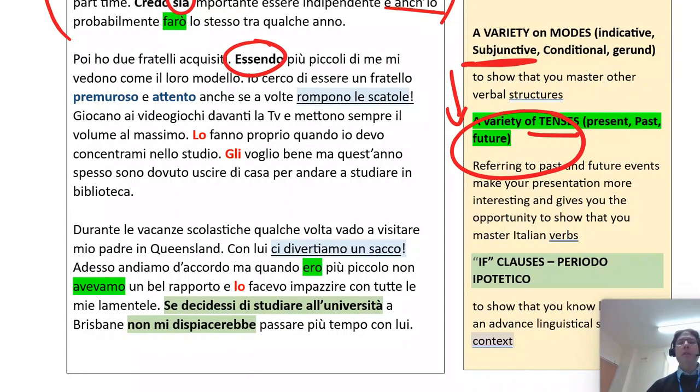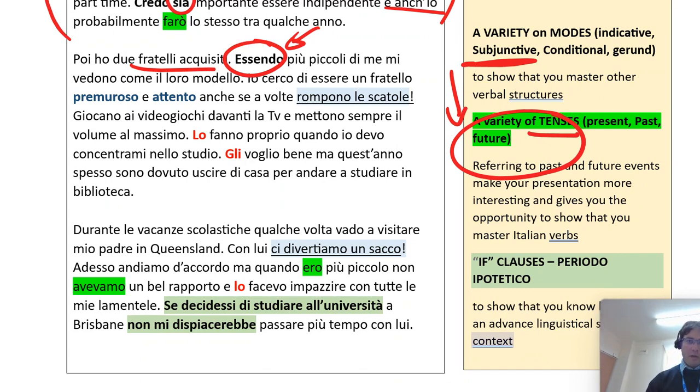Essendo più piccoli di me, being younger than me. Here I'm talking about the fratelli acquisiti, which are the stepbrothers. They are little, they are younger, essendo più piccoli di me, mi vedono come il loro modello. So I'm using a gerund here, rather than another phrasing, showing that I can phrase the same concept using a different type of mood.